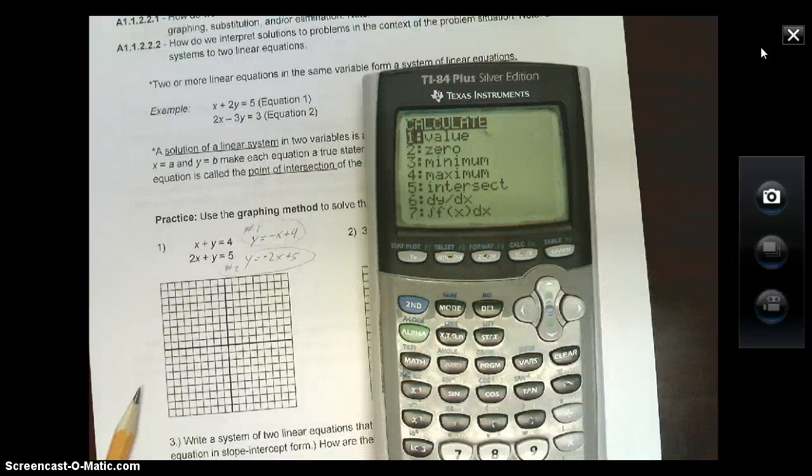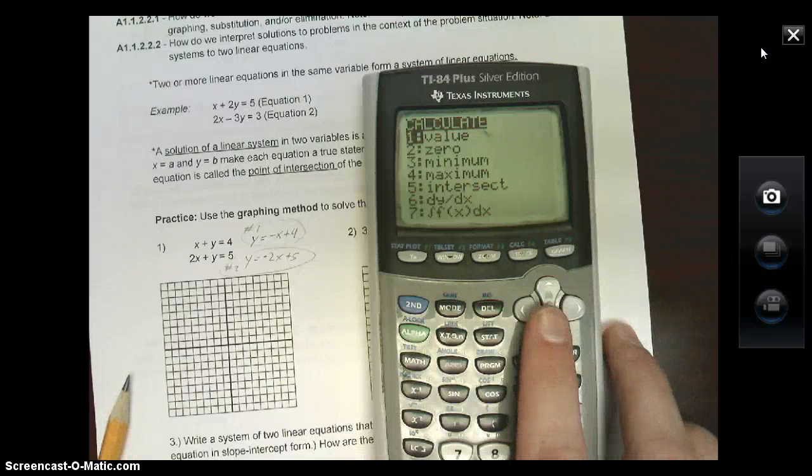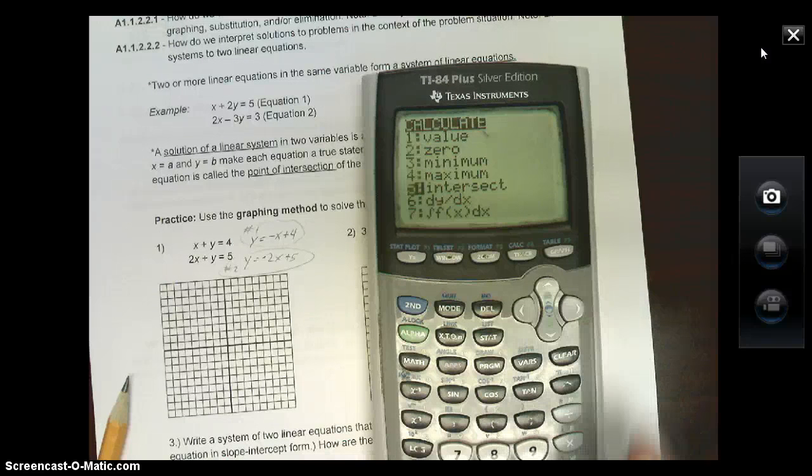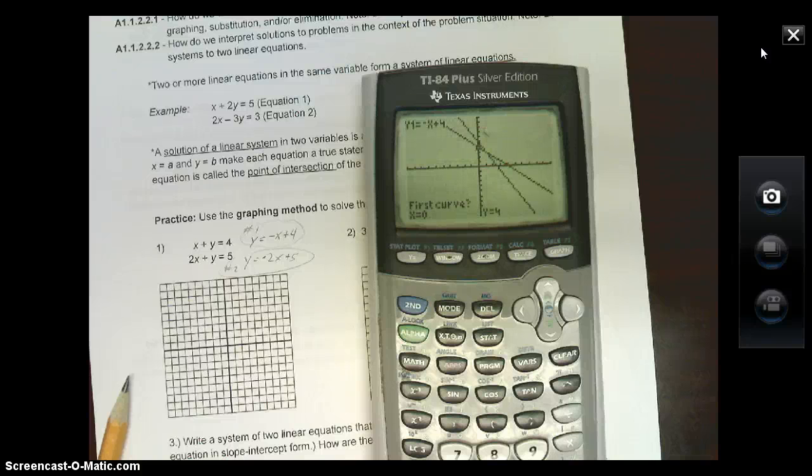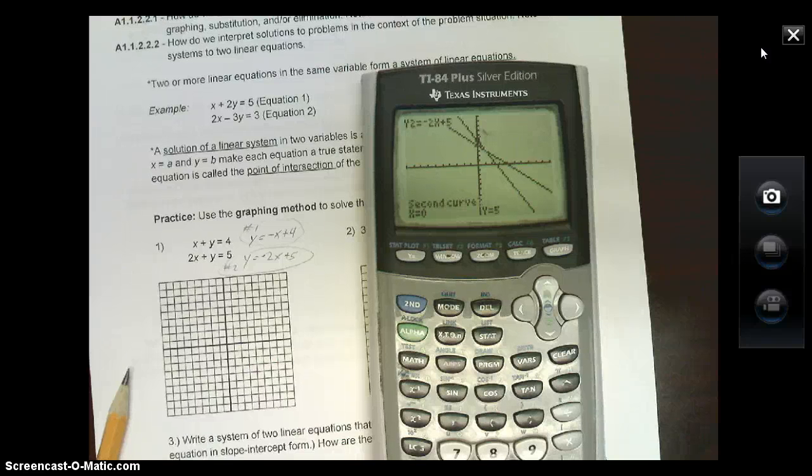Now, we want to know where these two lines intersect. Out of the possibilities here, I'm coming down to number 5, intersect. So we're going to hit the enter button. Enter. All right. Here's a nice part. It says first curve. I don't have to do anything. The calculator does it for you. I'm going to hit enter again. Then it says second curve. Let's hit enter one more time.